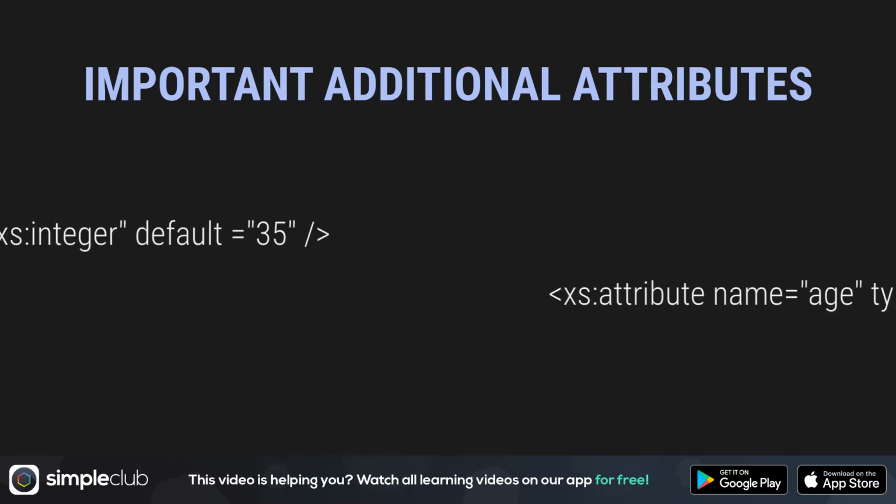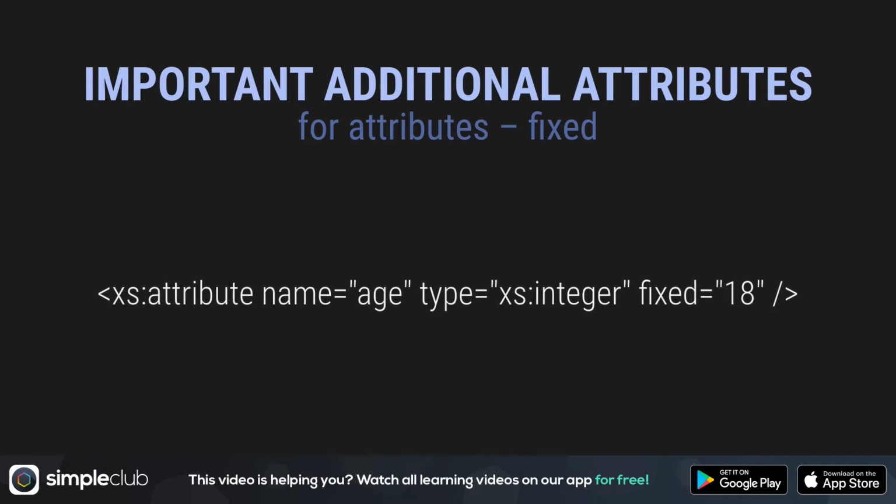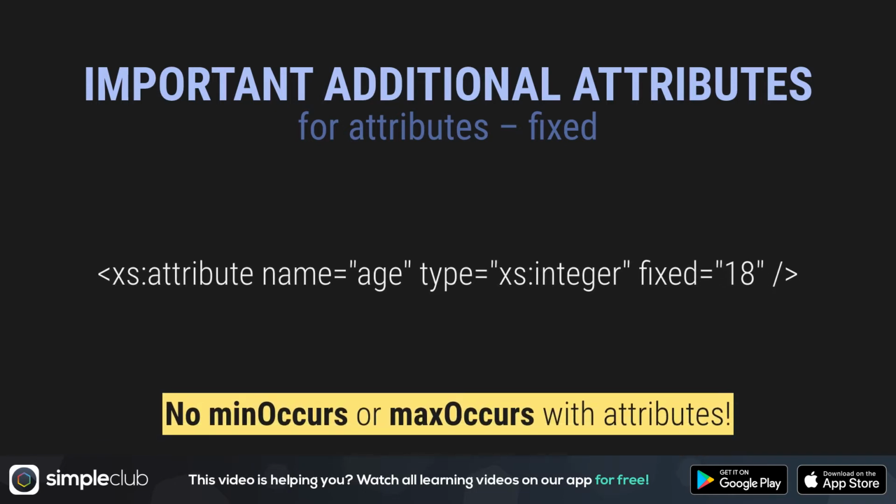Okay, so now let's look at fixed. Here too, fixed indicates a set value that cannot be changed. Jay wants his employees to feel young, so he just sets all their ages to 18. Alright, now min occurs and max occurs aren't used for attributes, since an attribute can only occur once in a single tag anyway.